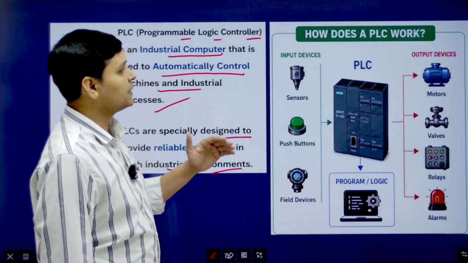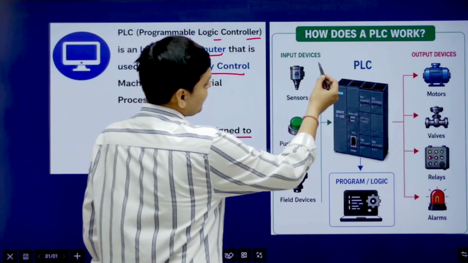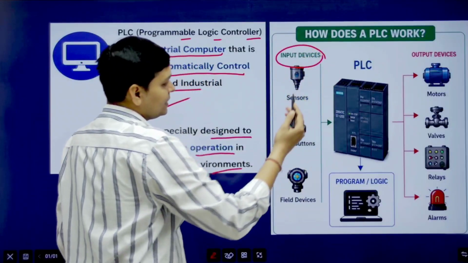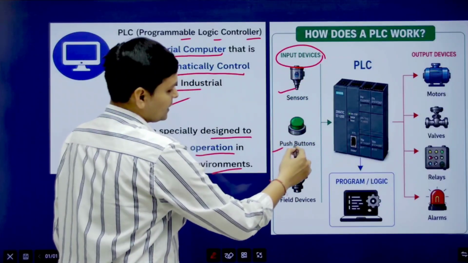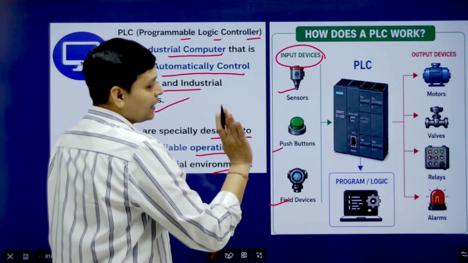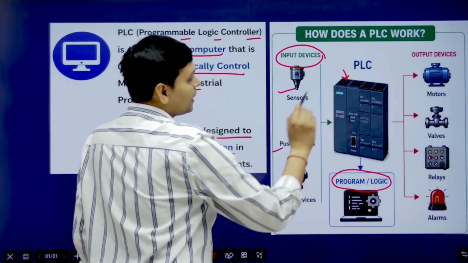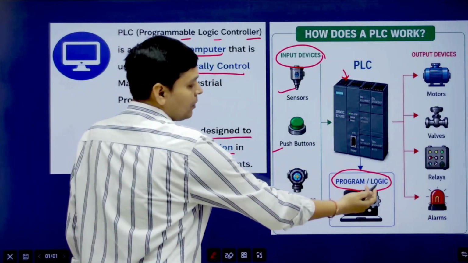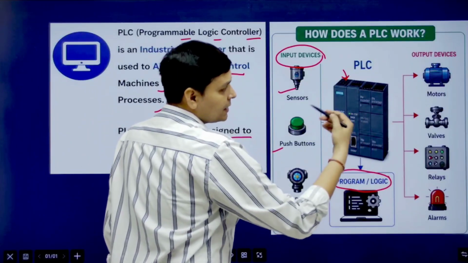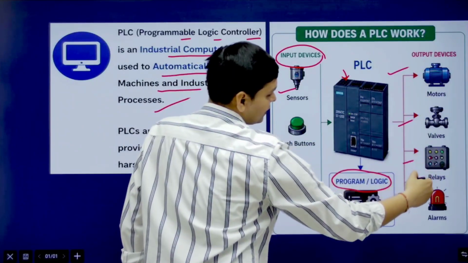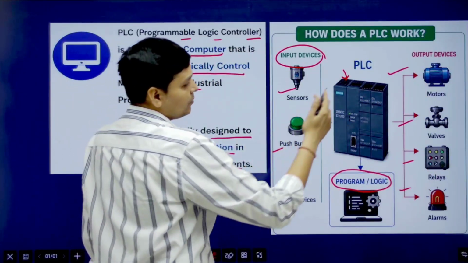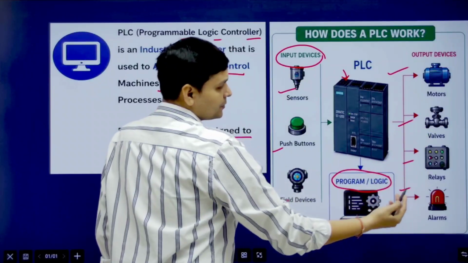If we talk about the working of PLC, it takes the input from input devices. These input devices may be sensors, push buttons, and other field devices. And a program or logic is written in PLC. According to this program or logic, the signal is sent to the output devices. The output devices may be motors, valves, relays, alarms.